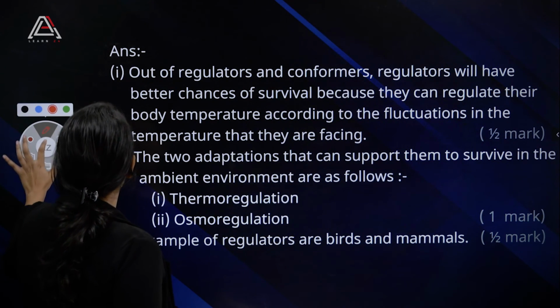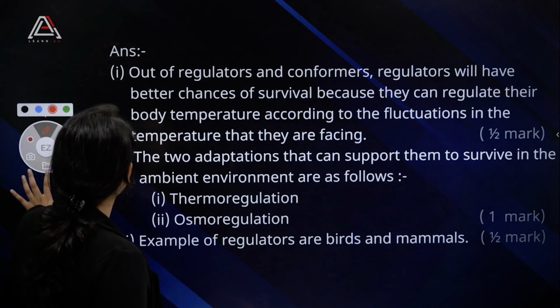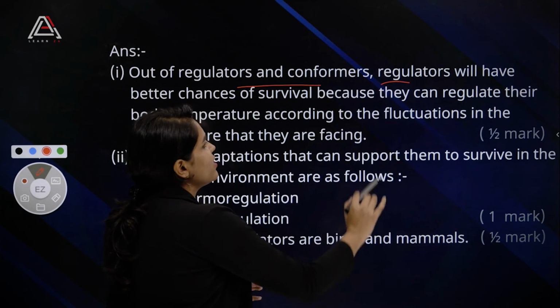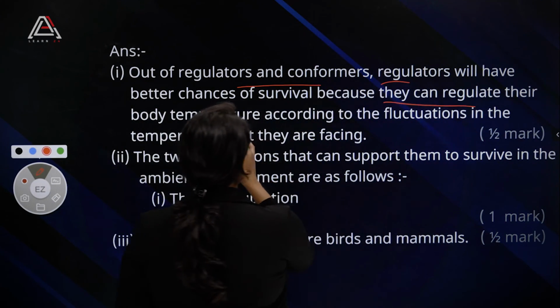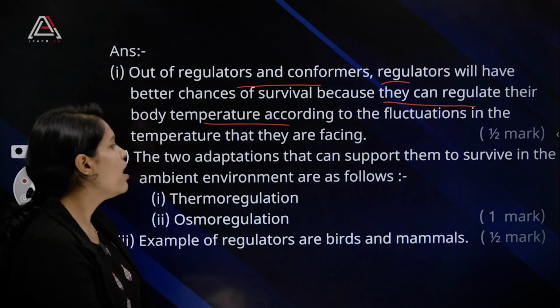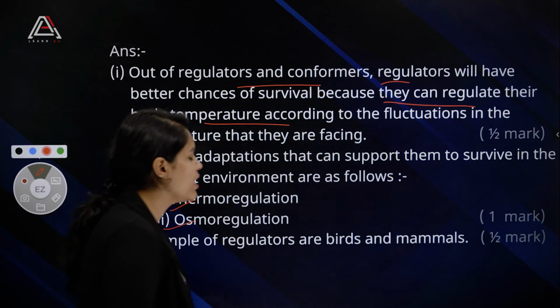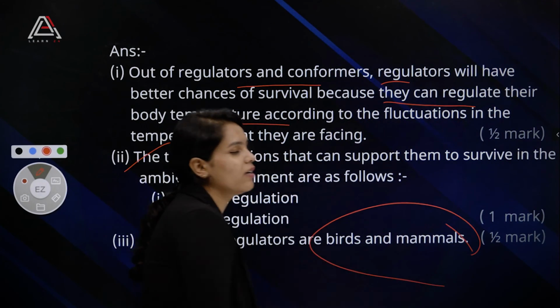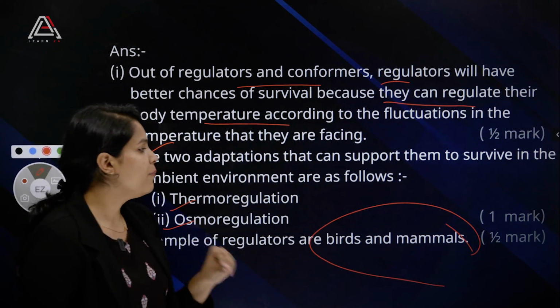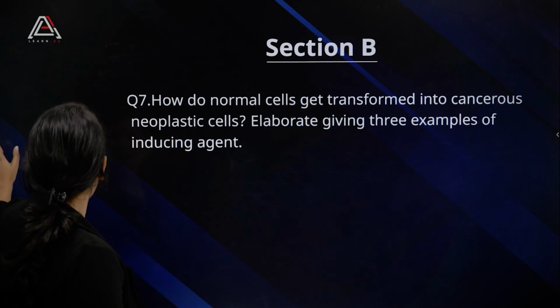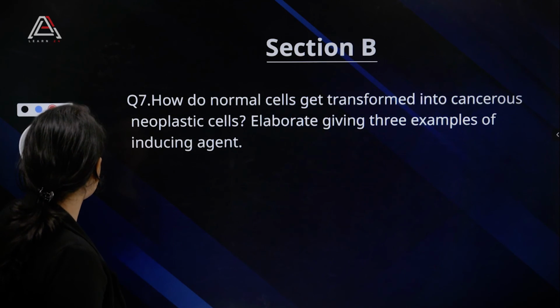Okay, alright, so they have mentioned that out of regulators and conformers, regulators have the ability, why? Because they regulate their body with the fluctuation of the temperature. 2 adaptations, that is thermoregulation and osmoregulation. Perfect. Example, bird and mammal. Perfect. So, okay. So that is the end of our Section A.